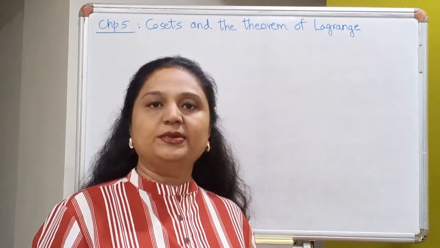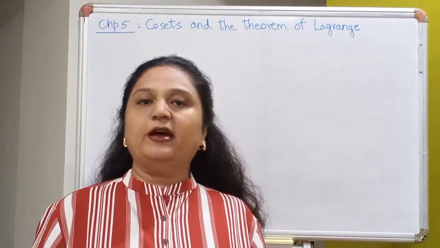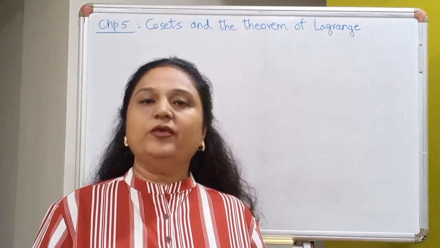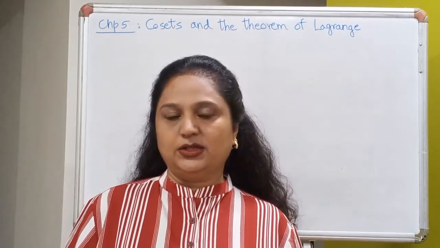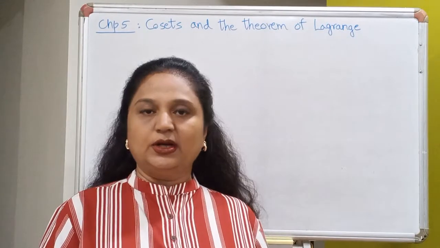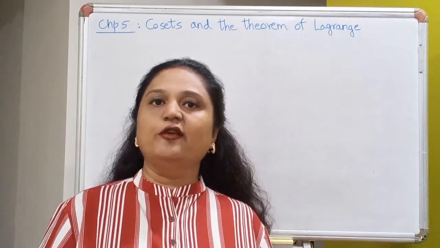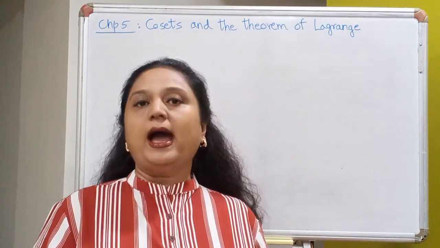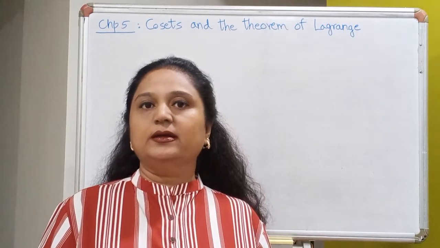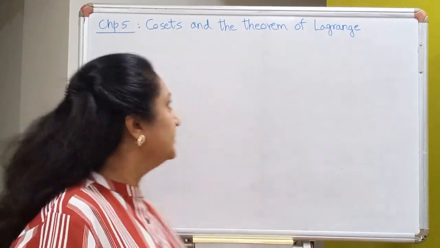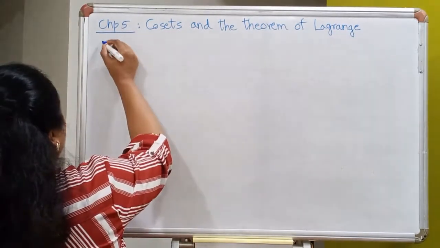But in this chapter, we will first develop enough machinery, and then we will look at the proof of Lagrange's theorem. So in today's lecture, we will start with the definition of coset of a subgroup, and we will also look at some examples. So we start with the definition.